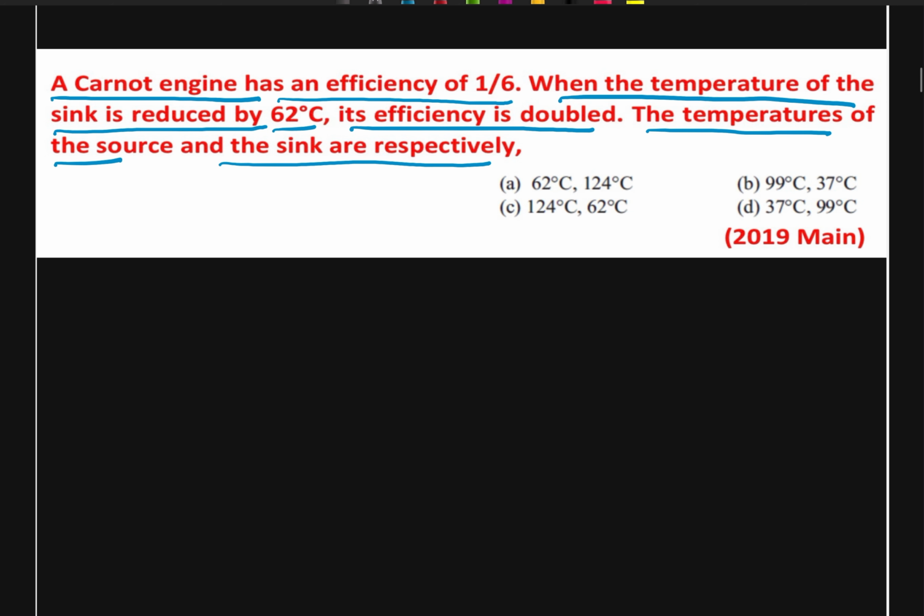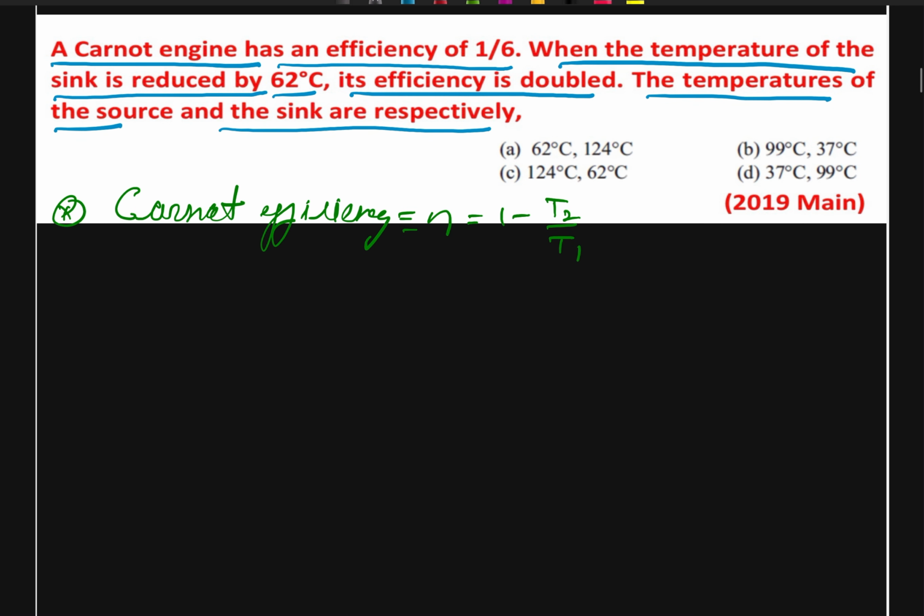So we can write that our Carnot efficiency nu is equal to 1 minus T2 upon T1, and here T1 is the temperature of the source, T1 is our source temperature, and T2 is our sink temperature, and these both temperatures are in Kelvin.